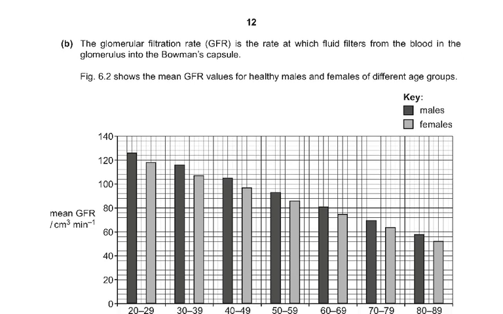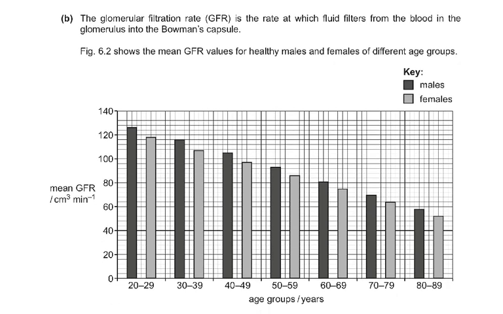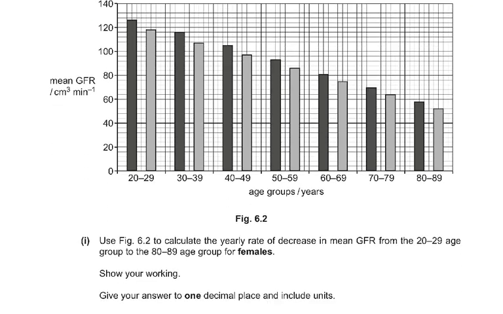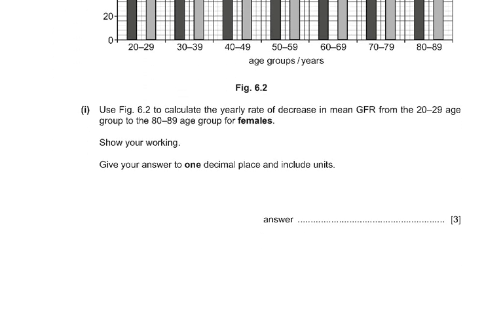The glomerular filtration rate, GFR, is the rate at which fluid filters from the blood in the glomerulus into the Bowman's capsule. Figure 6.2 shows the mean GFR values for healthy males and females of different age groups. Now we're going to ask you a mathematical question. Using figure 6.2, calculate the yearly rate of decrease in mean GFR from the 20-29 age group to the 80-89 age group for females. Show your working, give your answer to 1 decimal place and include units. There's a lot of marks, 3 marks. So there's 1 mark for the unit, 1 decimal place, and then of course the calculation.